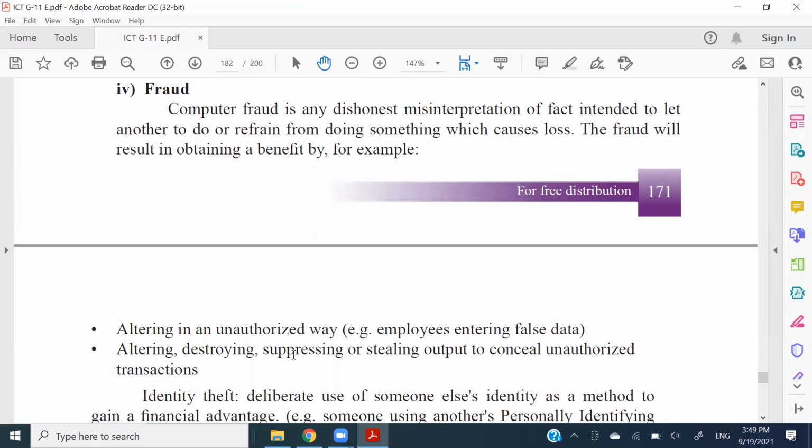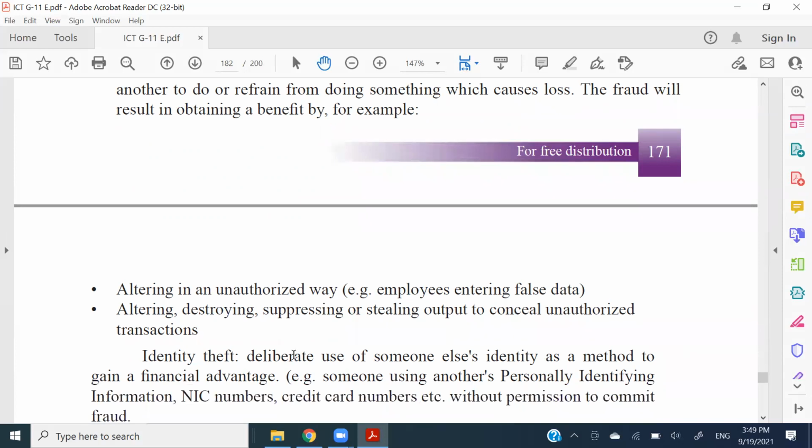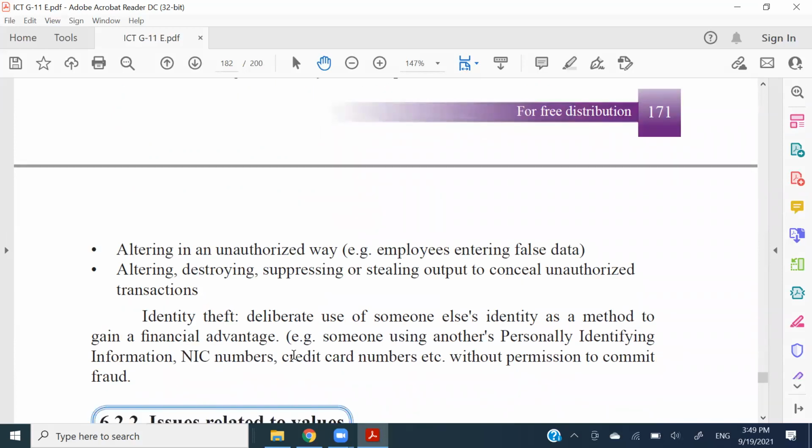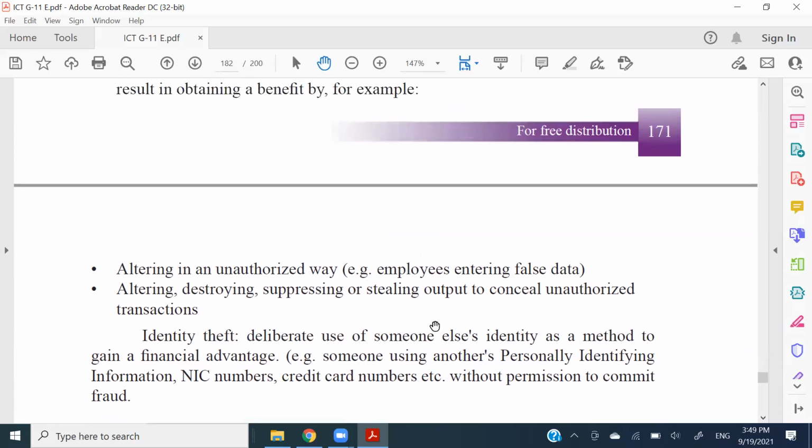Like someone can represent his or herself saying that he or she is this particular person, but actually it is not like that, right? They are just representing someone else, right? And then they are doing some illegal things regarding that, right? Identity theft කියලා මෙතන කියලා තියෙනවා. So it's the deliberate use of someone else's identity as a method to gain financial advantages, right?